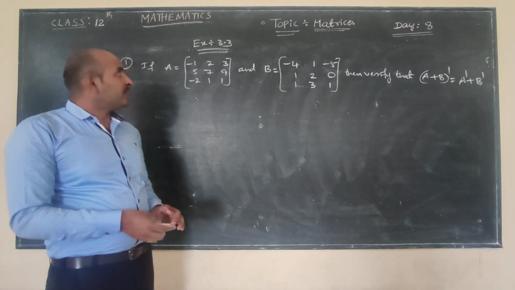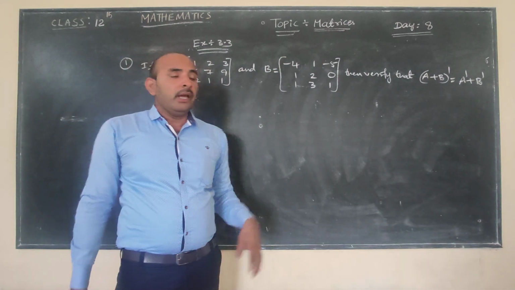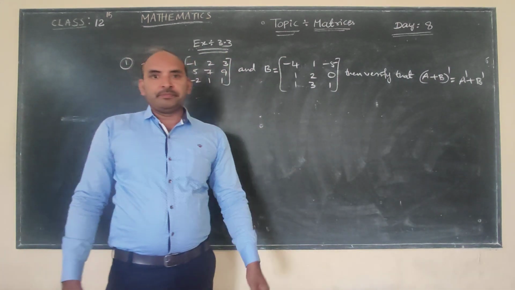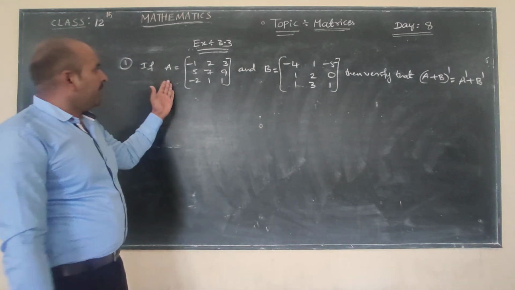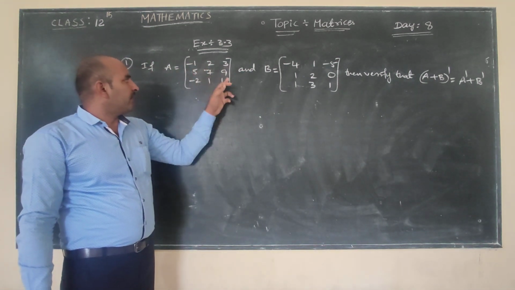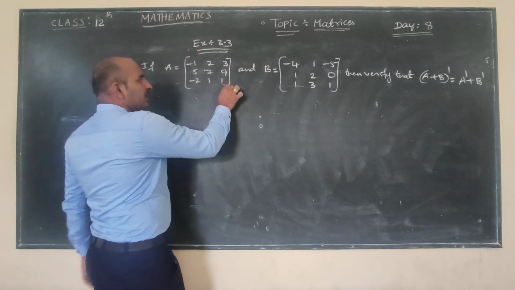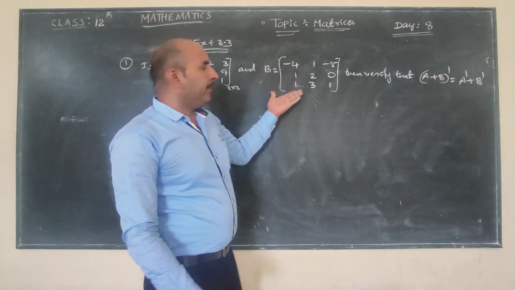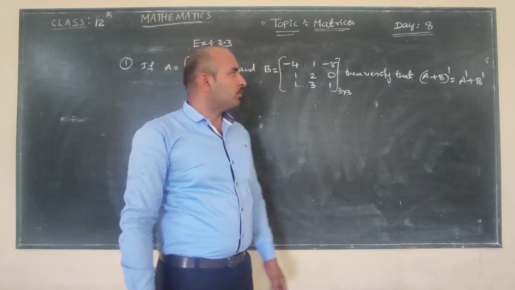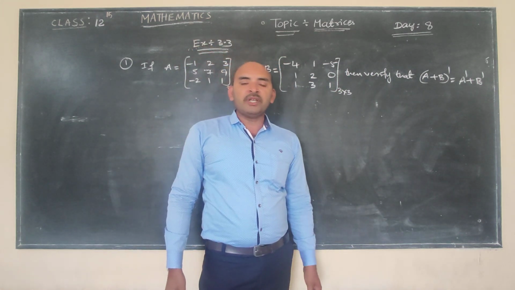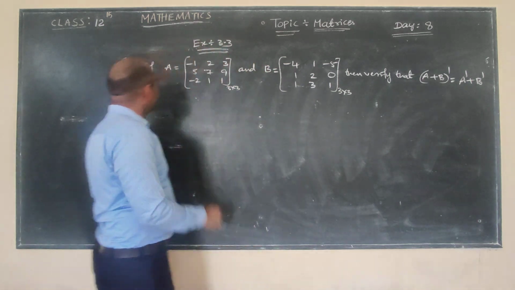So now coming to some problems in exercise 3.3. In question number 1, if capital A is equal to minus 1, 2, 3, 5, 7, 9, minus 2, 1, 1, which is a 3 by 3 matrix, and B is also a 3 by 3 matrix, then verify that A plus B whole transpose is equal to A transpose plus B transpose.